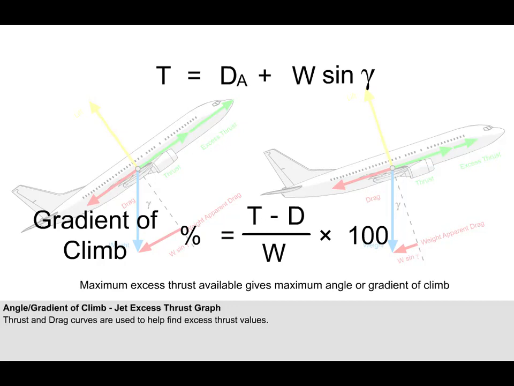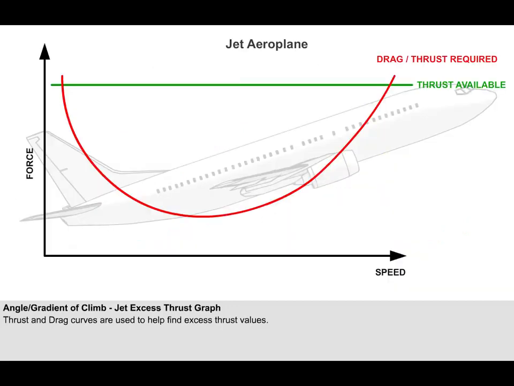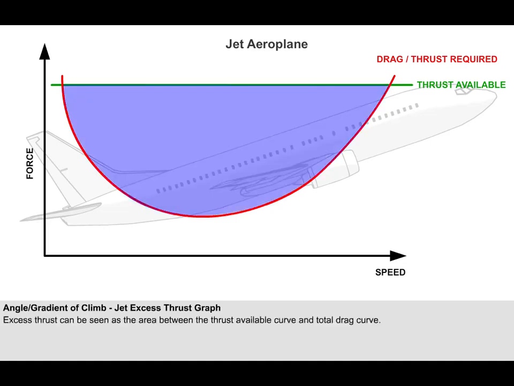Let us first deal with the data for a jet aeroplane. Shown here is a typical graph of total thrust available and total drag for a jet-powered aeroplane. Excess thrust available is the amount of thrust that exceeds drag. Here, excess thrust available can be seen on the graph as the area between the thrust and drag lines. You will recall that to maximize the gradient of climb, excess thrust available must be at a maximum.